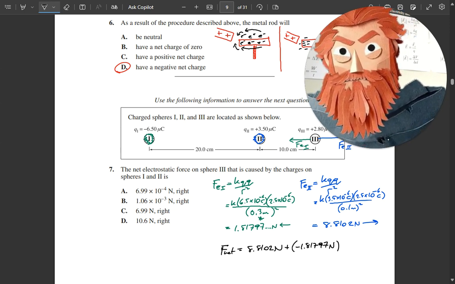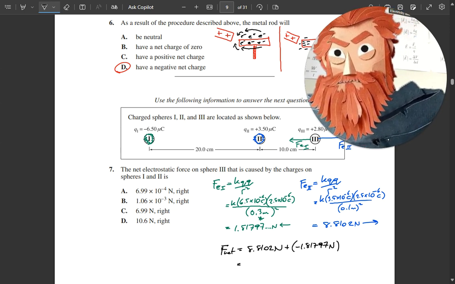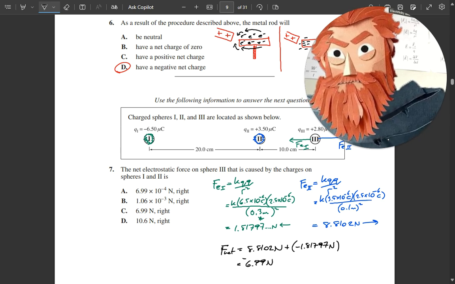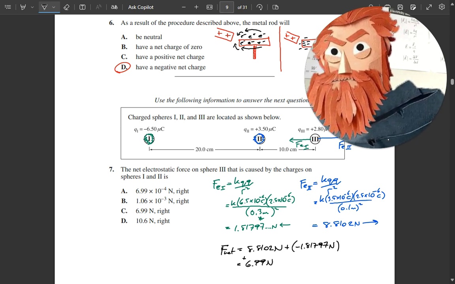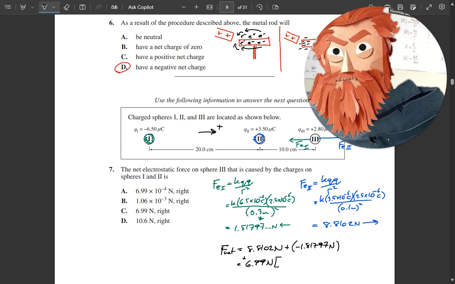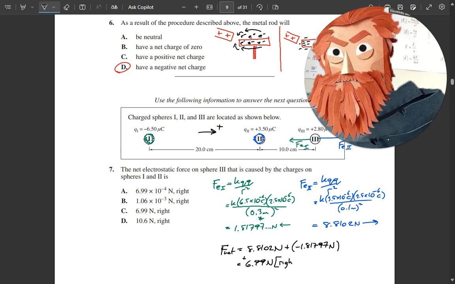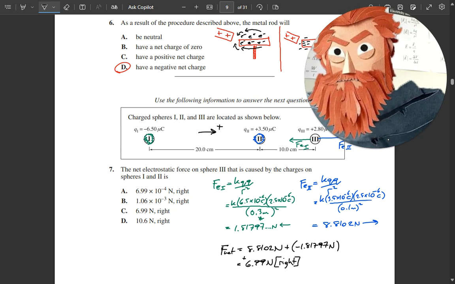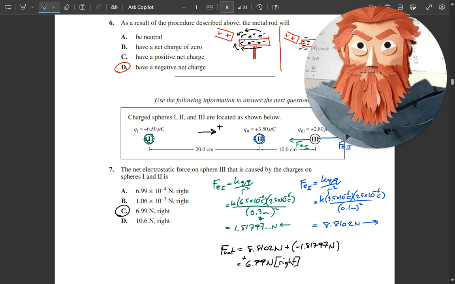So I get 6.99 newtons. Ended up being positive. So I don't have a sign. Maybe I'll just put it right up here. That way is positive, so that means this ended up being right. Didn't have any other option. They're all right anyway, but that's fine.